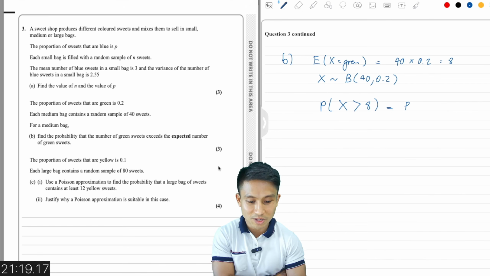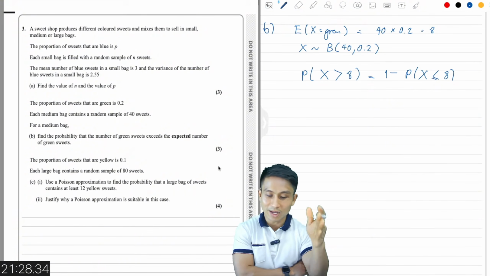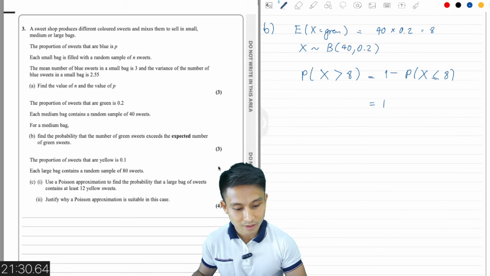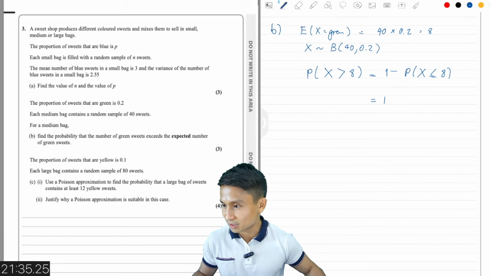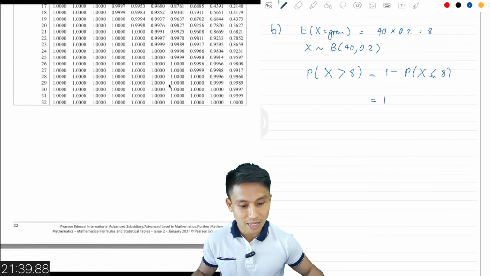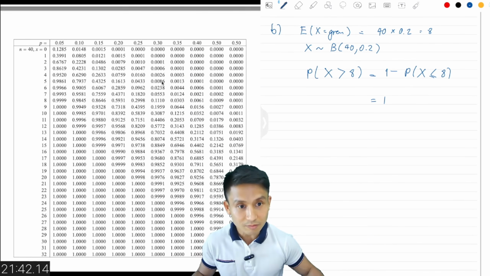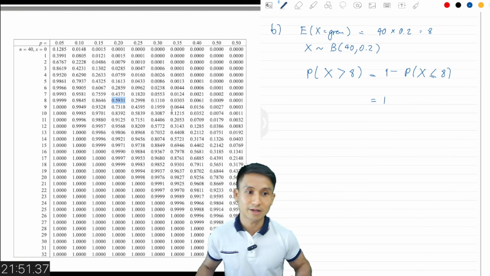So this is actually 1 minus P of X less than or equal to 8, because it's greater than 8 and not including 8. So we're going to use the table. I think the table can do that because it's less than 50. So in the binomial table, we look at n equals 40 here, and probability being 0.2, so it's this column here. And we go down to this one, so it should be this value, right?